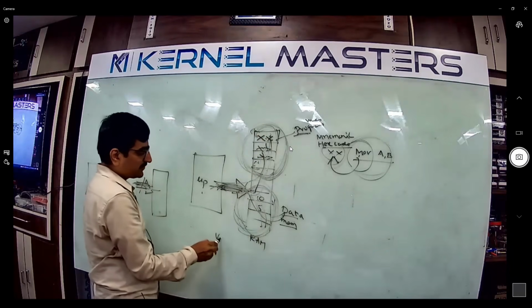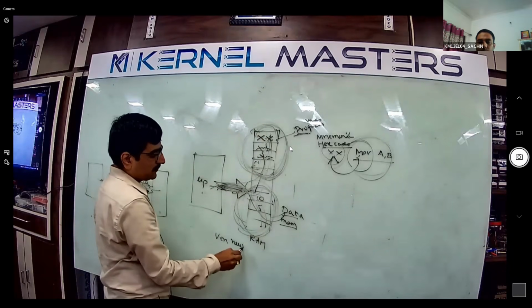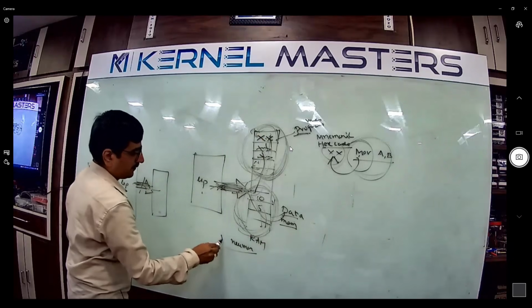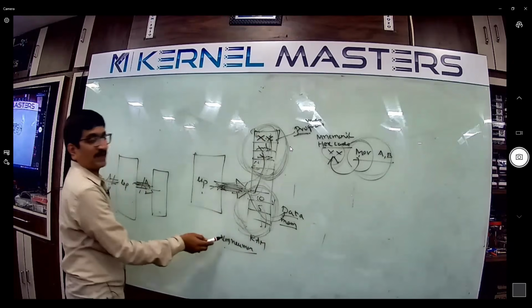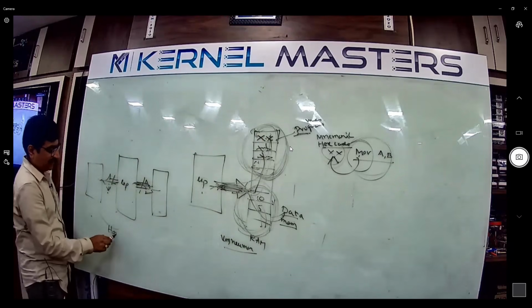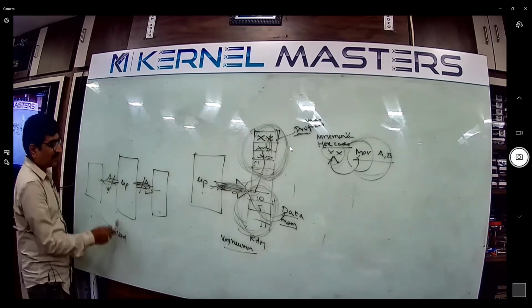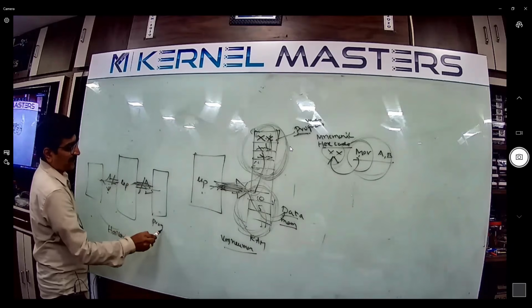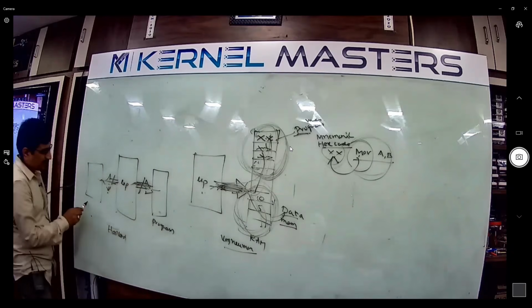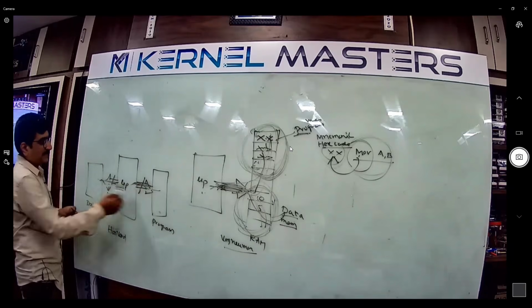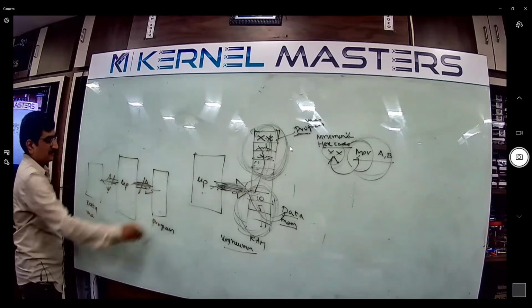So this one, which architecture? Von Neumann architecture, this one. And this is Harvard, the latest one. What is Harvard? A separate address bus for program memory and a separate address bus for data memory.